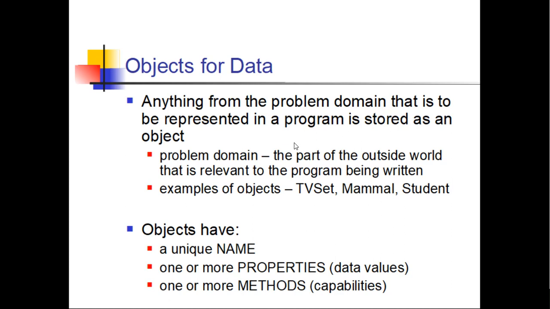Objects also have one or more properties or data values. Think of you as a student. You would have many different data values that describe aspects of you: your name, your address, your phone number, your major, your number of credit hours that you've earned, multiple things. Each of those individual data values would be a property of the object. And then objects have one or more methods. These are capabilities or things that we can ask the object to do. Those are important terms when we talk about objects.